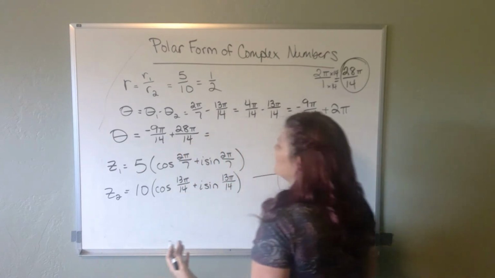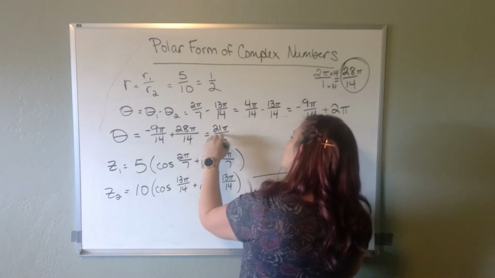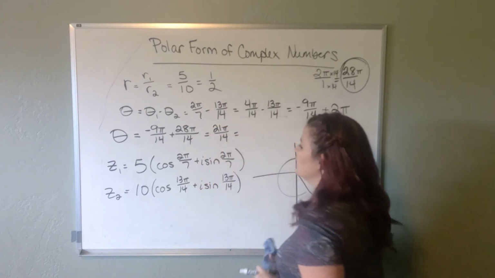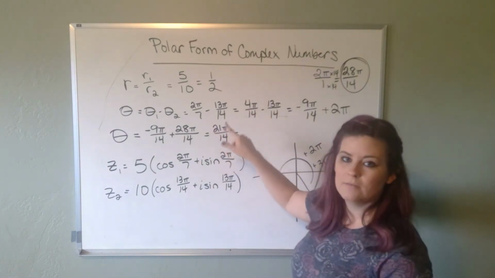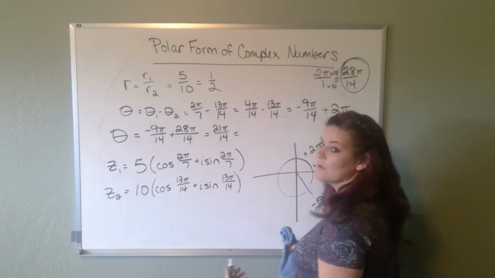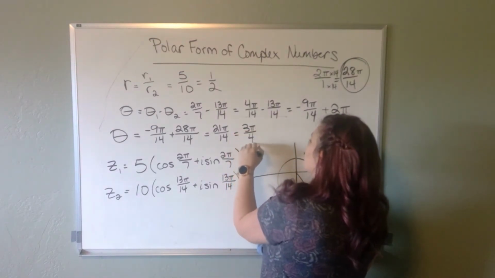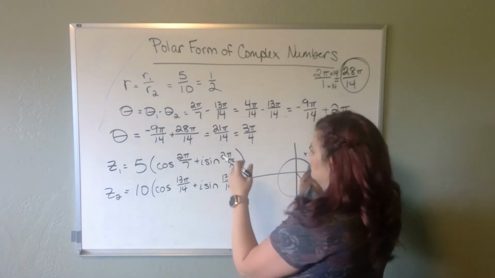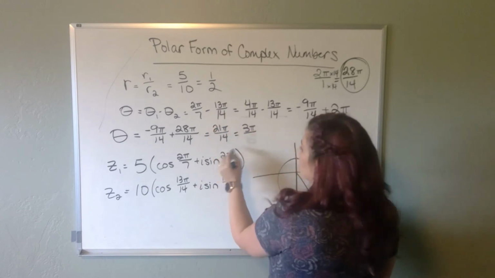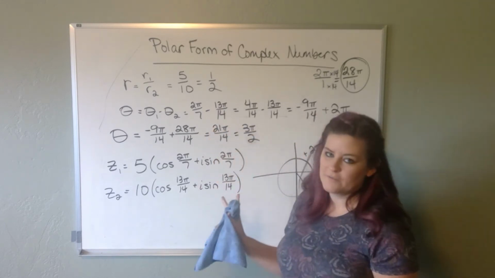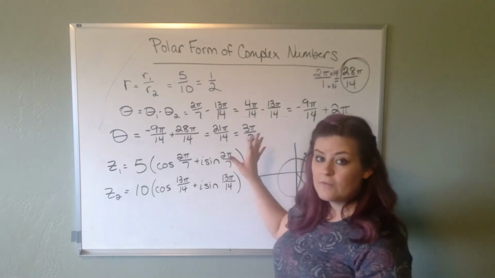So negative 9 plus 28, isn't that 21 pi over 14? It is. This is positive, you guys, but if you can reduce, please reduce. You guys, 21 pi over 14 is the same thing as 3 pi over 2. I divided 7 on the top and 7 on the bottom. You get 3 pi over 2. Okay, so that was a lot of work, yes.